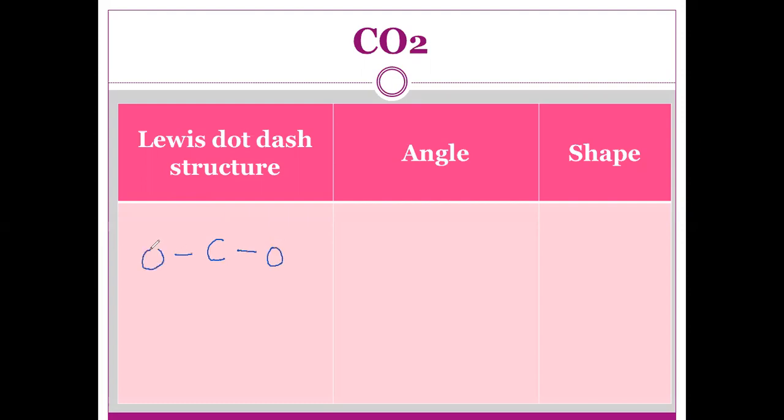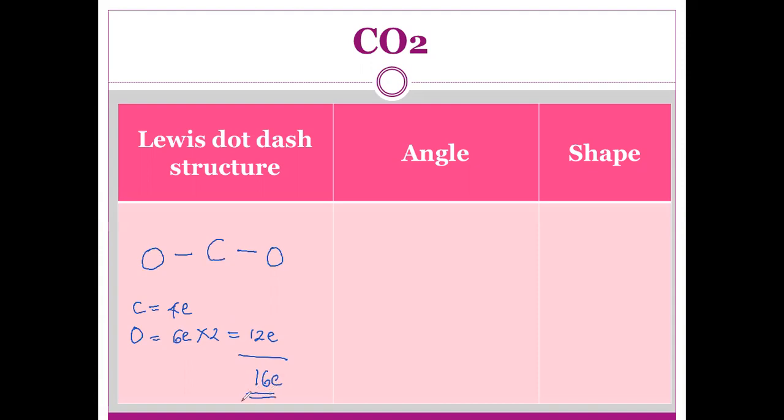So the first step is I have drawn the skeleton. The second step, I should find the valence electrons around each atom. The carbon contains 4 electrons, the oxygen contains 6 electrons. You have 2 oxygens, therefore 6 times 2 is 12 electrons. If you add together, you will end up with 16 electrons.